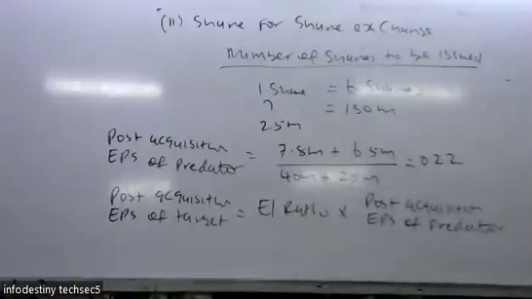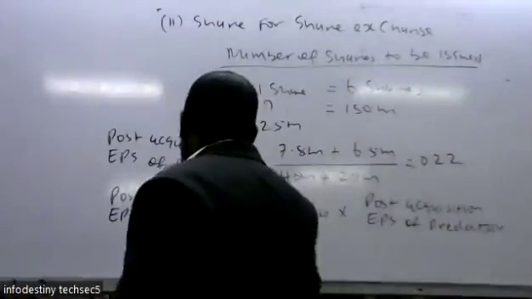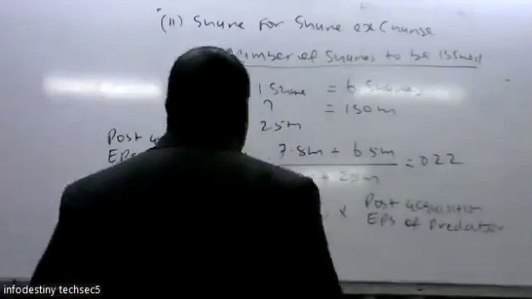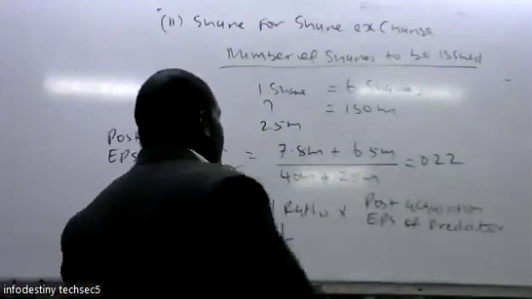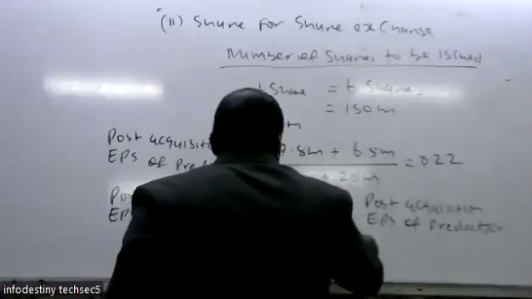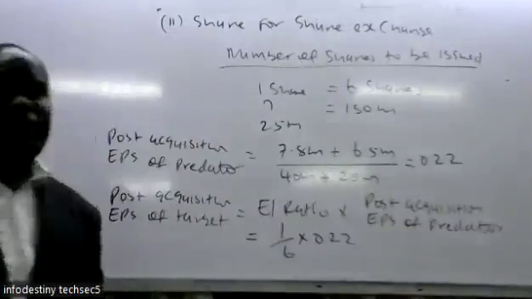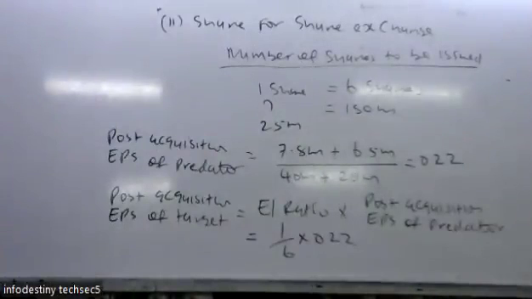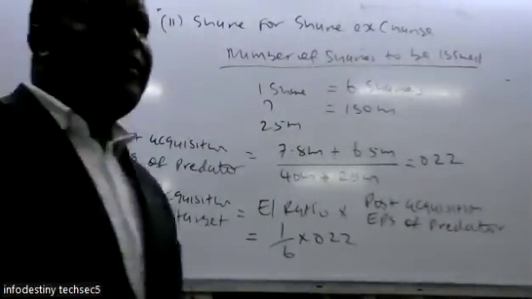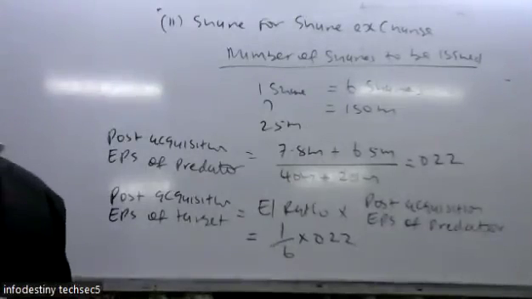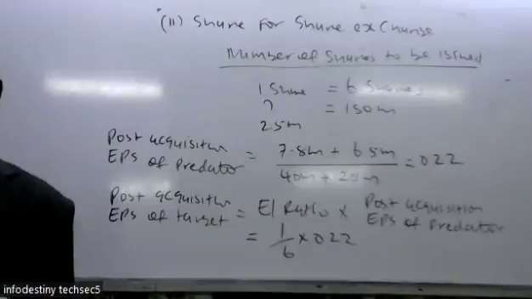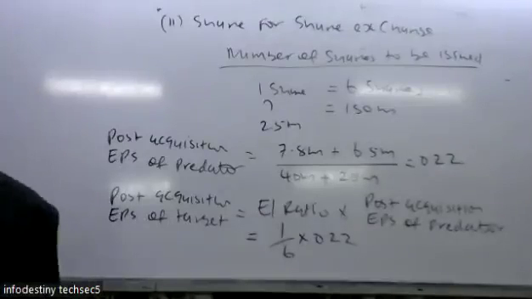You simply take the exchange ratio multiplied by the one for the predator. So the exchange ratio is 1:6, then multiplied by 0.22, the one that we have just calculated. So for the target, you simply take the exchange ratio multiplied by the one for the predator. We simply take the exchange ratio and divide by the one for the predator.